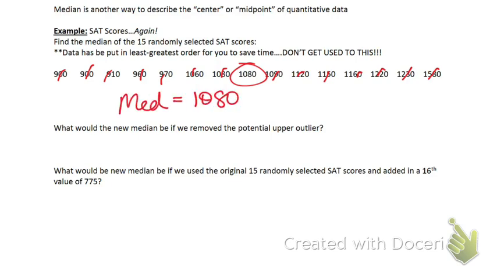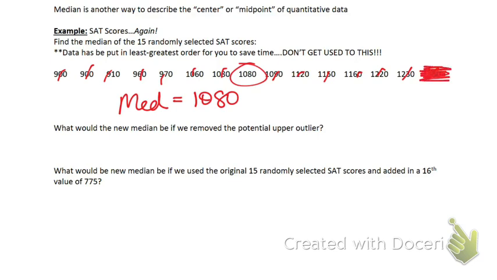There is not any special fancy notation for median. You can just use MED. That's totally appropriate. All right, so what if we took out the 1580? What would happen to the median?